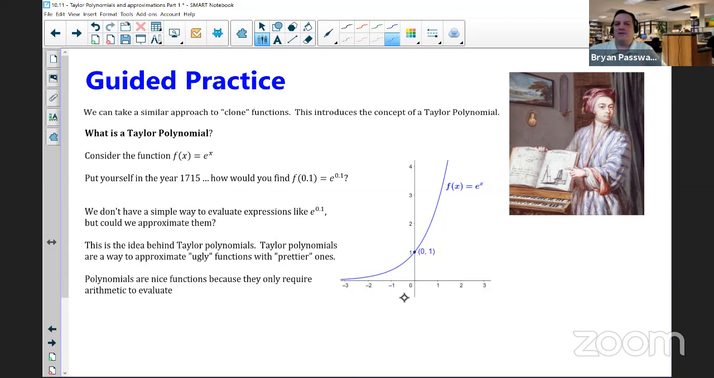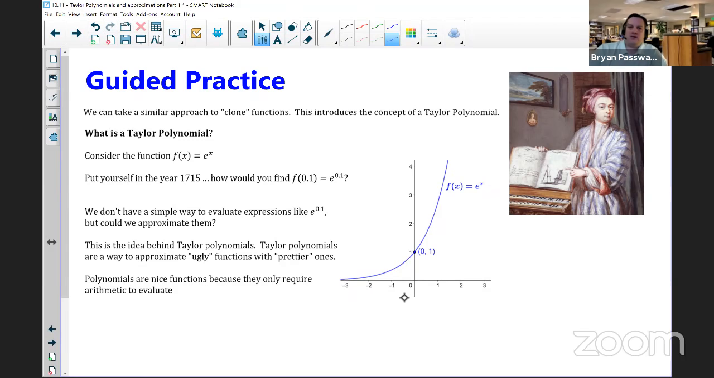Well, we don't really have, even now, a simple way to do that. There is no easy way to do that. But what we can do is try to find a way to approximate those values. And that's the idea behind Taylor polynomials. What they're going to do is take ugly functions. I'm going to call e to the x an ugly function, not because it looks ugly, but in the fact that it's more complex, so we can't just plug in numbers like decimals and compute it by hand very easily. And we're going to replace them with prettier ones.